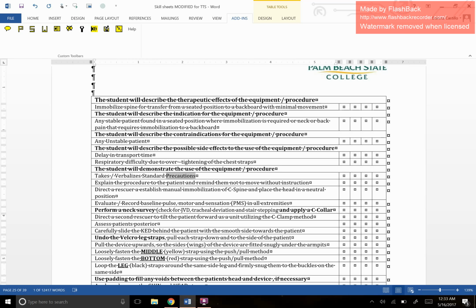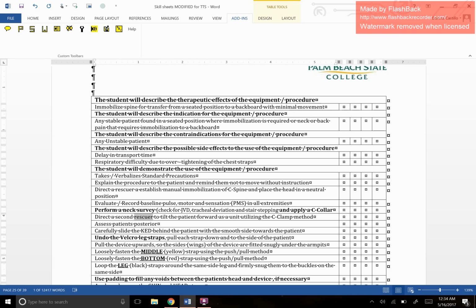Takes/verbalizes standard precautions. Explain the procedure to the patient and remind them not to move without instruction. Direct a rescuer to establish manual immobilization of C-spine and place the head in a neutral position. Evaluate/record baseline pulse, motor, and sensation, PMS, in all extremities. Perform a neck survey, check for JVD, tracheal deviation, and stair-stepping, and apply a C-collar.